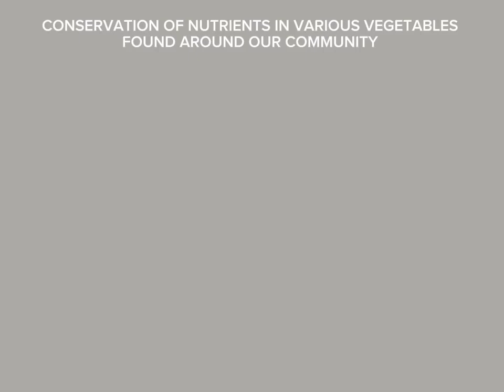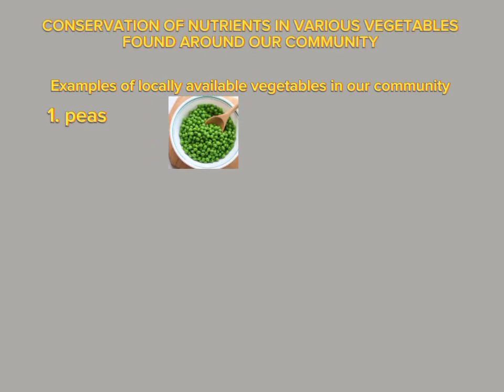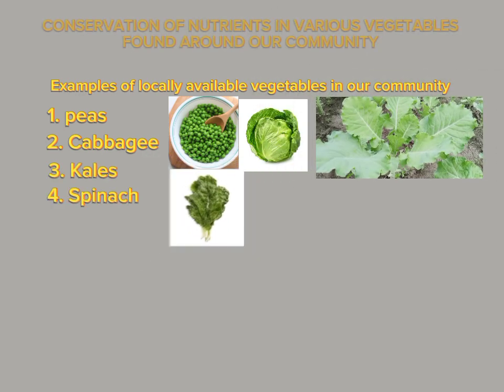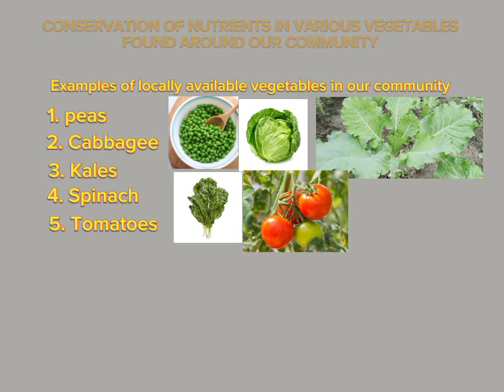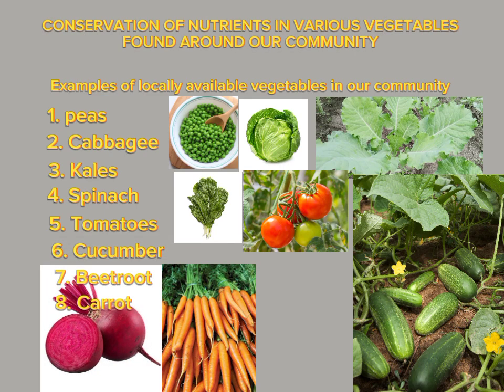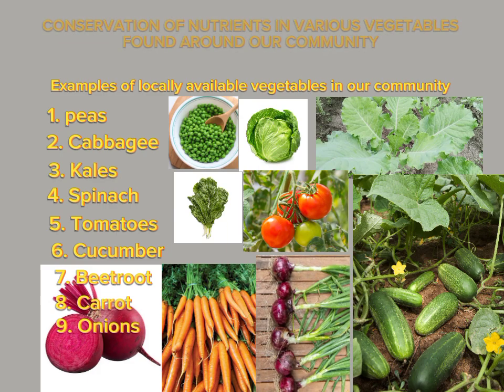Conservation of food nutrients in various vegetables found in our locality. Let's see the examples of locally available vegetables in our locality or community. We have peas, cabbages, kales, spinach, tomatoes, cucumber, beetroot, carrot, cauliflower, broccoli, onions, and among others.